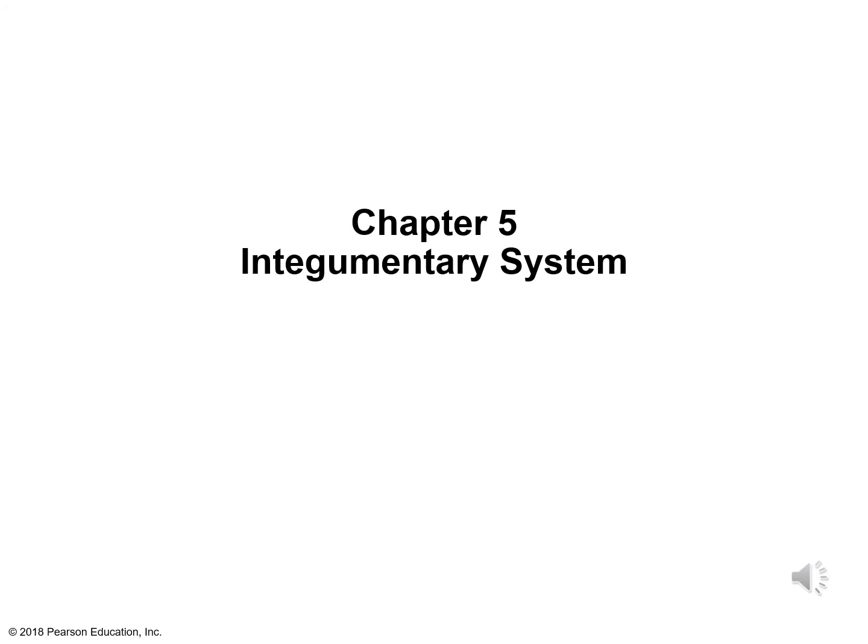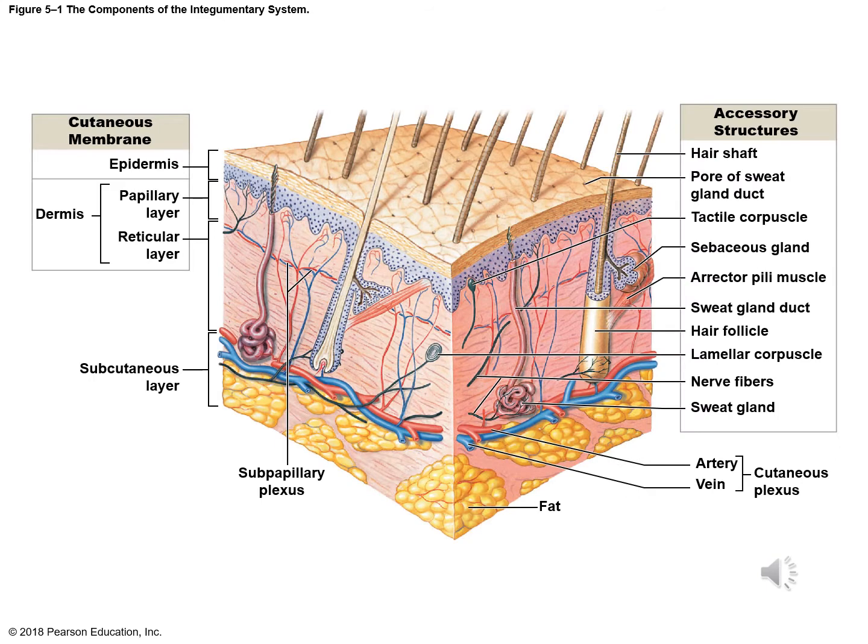Chapter 5, the Integumentary System. The integumentary system includes the cutaneous membrane, which is going to be made up of the epidermis, which is superficial epithelium, and the dermis, which is the underlying area of connective tissue.